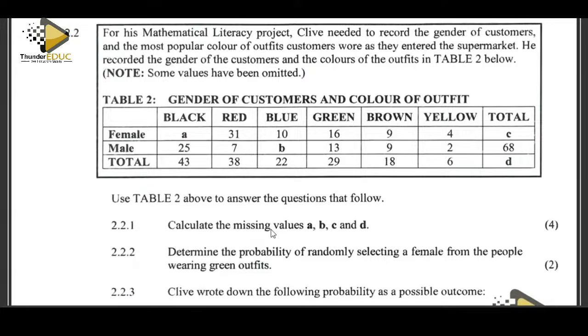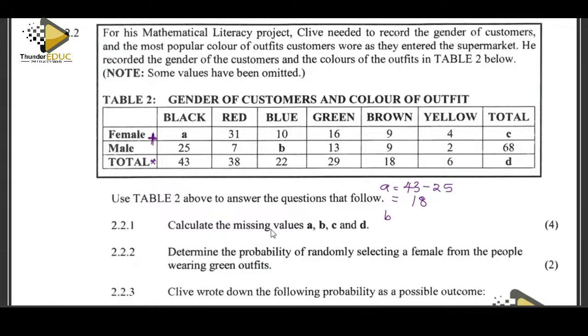Calculate the missing value of A. Now, A, simple. This is the total, coming from, meaning we are going to add this. So simply meaning our A will be 43 minus 25. So A became 18.